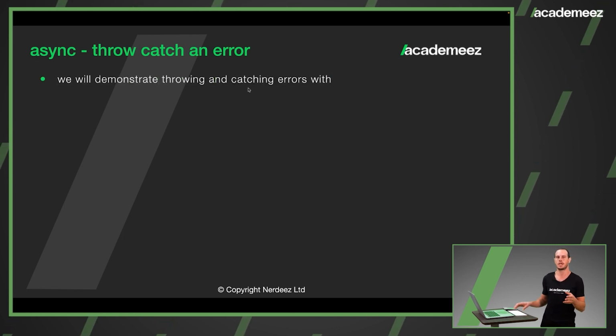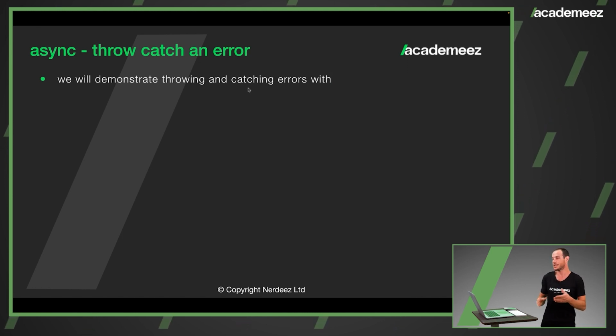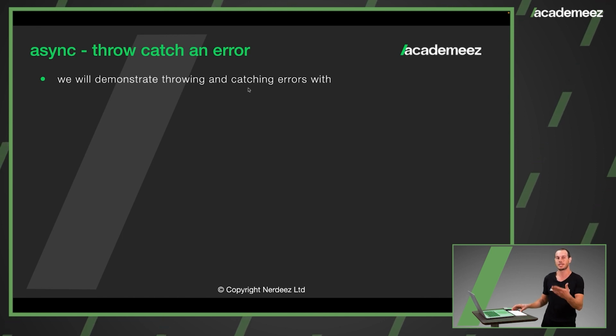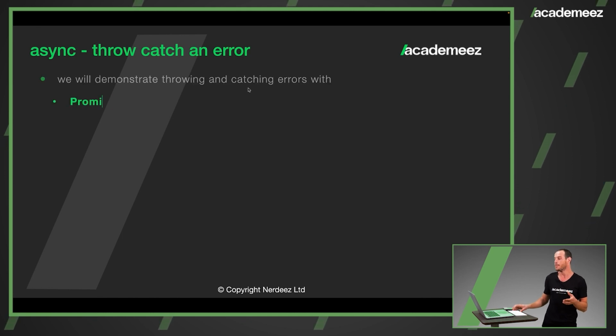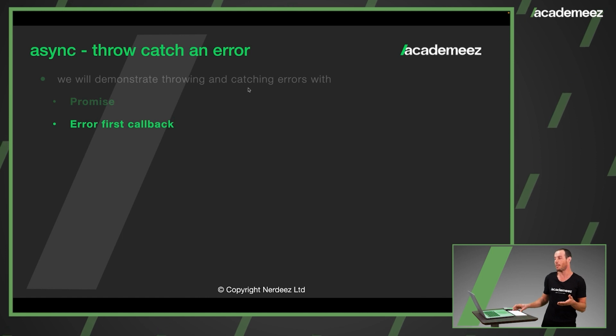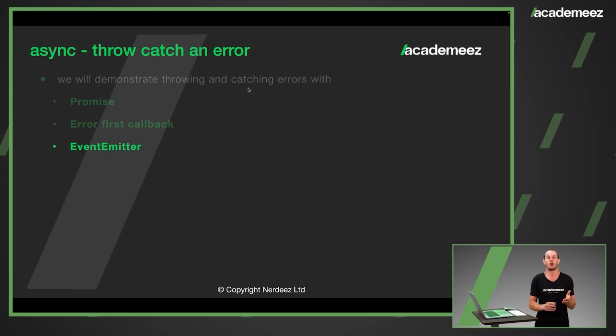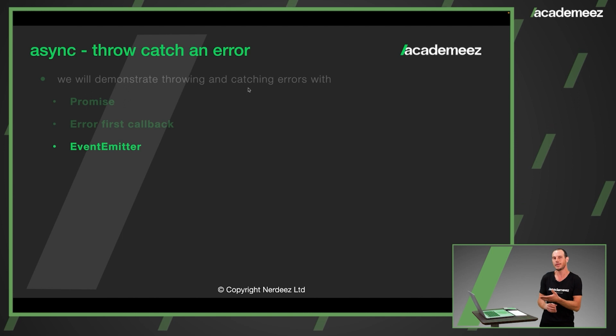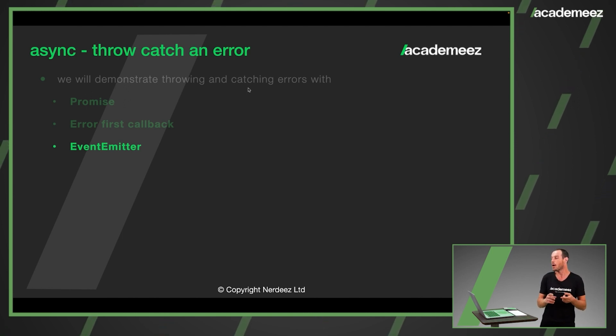To demonstrate this, we have to separate the main players we have in Node for dealing with async code. We need to demonstrate catching exceptions and throwing errors using the main asynchronous players in Node, which at this time are promise, error-first callback, and EventEmitter. So we need to take these three players and demonstrate how we work with errors and exceptions with promise, error-first callback, and EventEmitter.